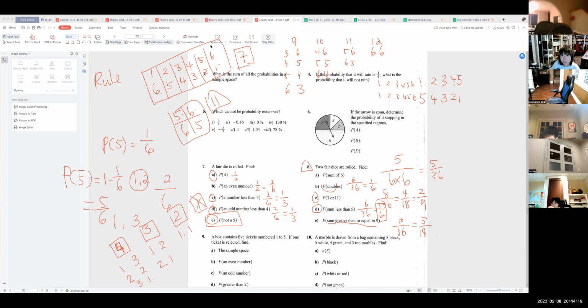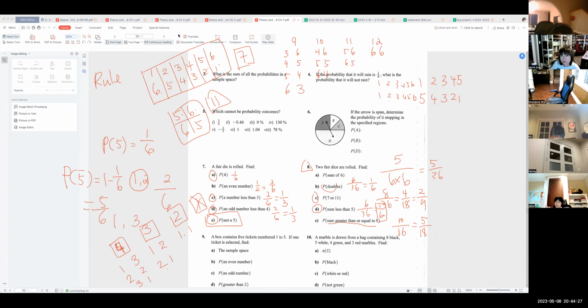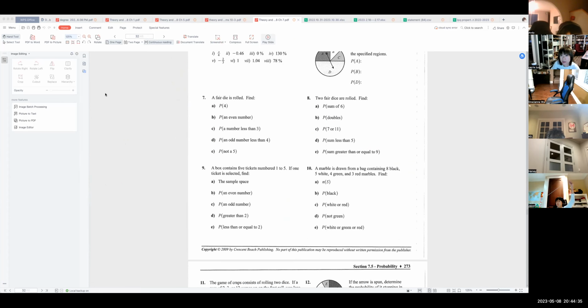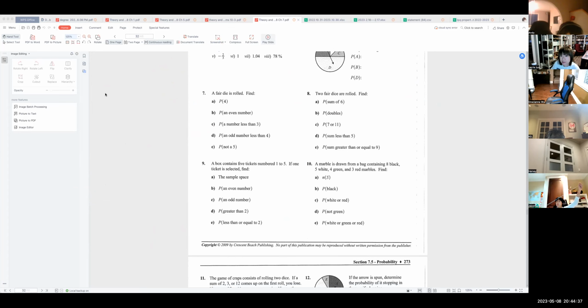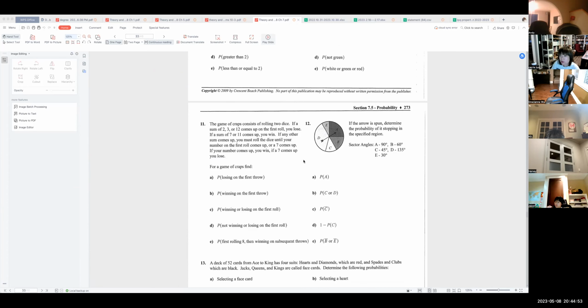OK，好，小朋友们还有没有不懂的？如果不懂的，我现在再 explain 一下。OK。除了第一个把2加3 equals to 6搞混了之后，其他都对的。Okay, so let's take a look at number 9. A box contains 5 tickets number 1 to 5. If one ticket is selected, find the sample space. 这个还是比较简单的。好，我们来看一下第11题。Number 11 is pretty hard, so I'm going to help you to do that.